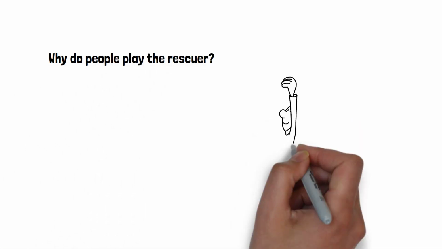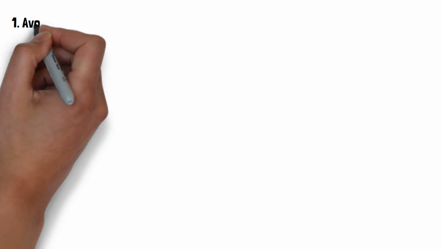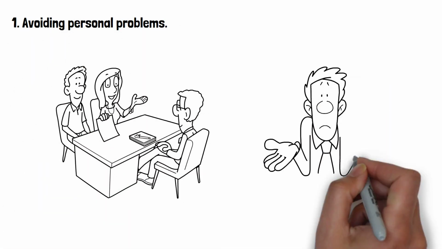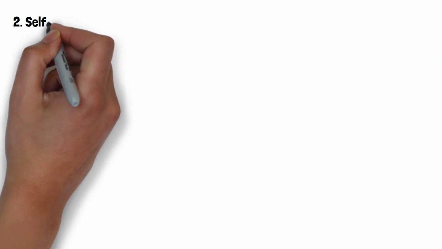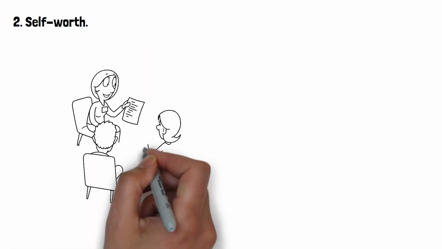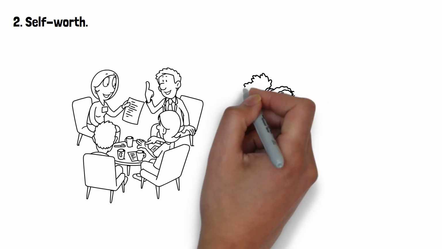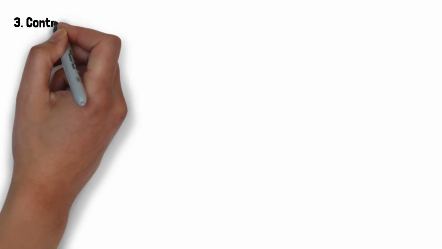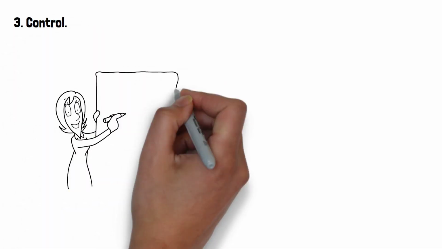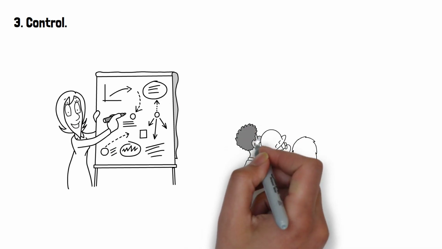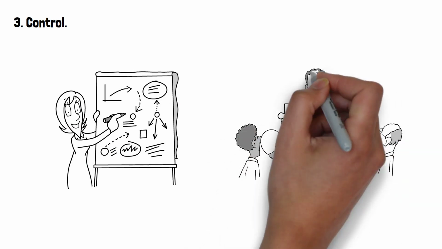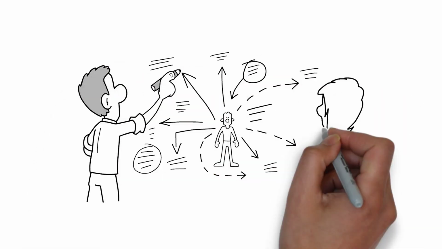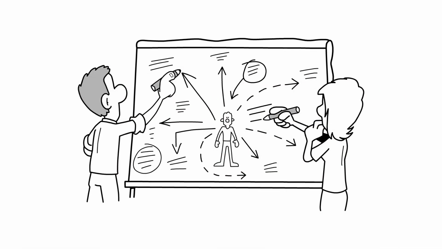Why do people play the rescuer? Number 1, avoiding personal problems. By focusing on others' issues, they don't have to confront their own. 2, self-worth. Being the rescuer gives them a sense of importance and validation, often leading them to take on more than they can handle. And 3, control. Rescuers often take control of situations, imposing solutions instead of allowing others to grow or solve problems themselves. This makes relationships dependent and prevents others from learning self-reliance.